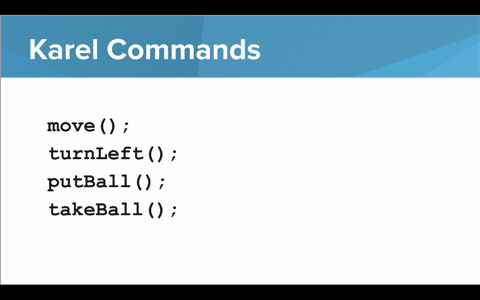Move moves Karel 1 spot in the direction that Karel's facing. Turn left rotates Karel 90 degrees to the left. Put ball adds 1 tennis ball in the current spot. And take ball removes 1 tennis ball from the current spot.